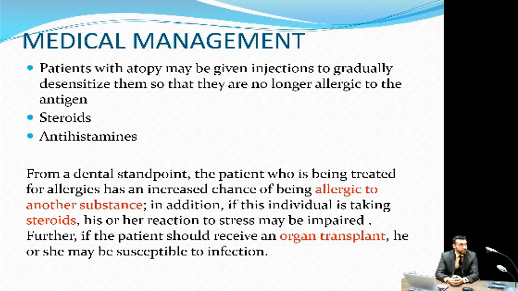The second line of treatment of type 1 hypersensitivity is steroids, such as dexamethasone, betamethasone, and others. The third line of treatment is antihistamines. There are many generations of antihistamines with variable degrees of sedation, such as loratadine, diphenhydramine, and others.